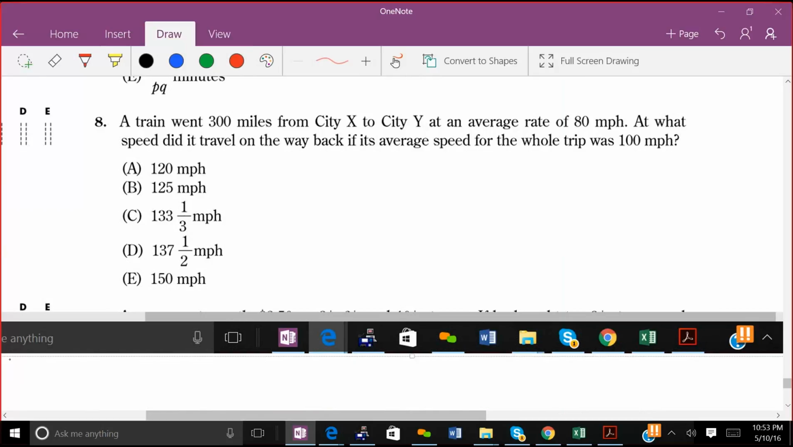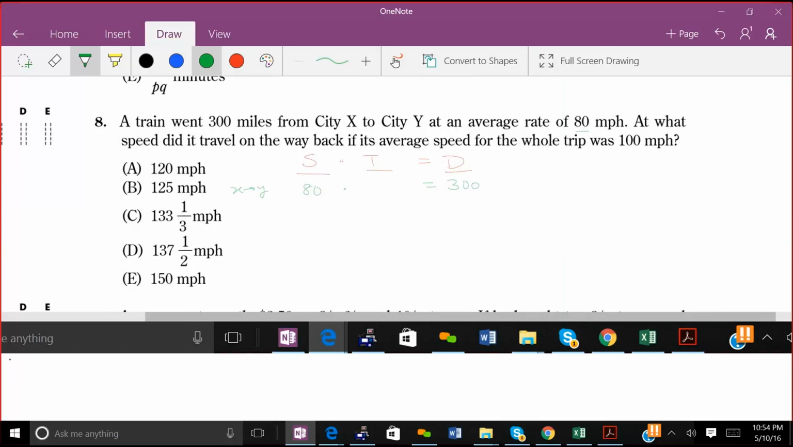Speed times time equals distance. That formula always holds. Okay, now look what they gave us. A train went 300 miles from city X to Y. So X to Y, the distance is 300. Rate is 80, so you put 80 as the rate. We don't know the time, right?